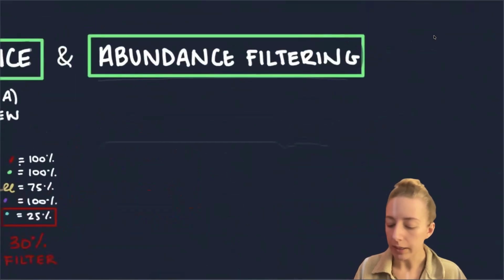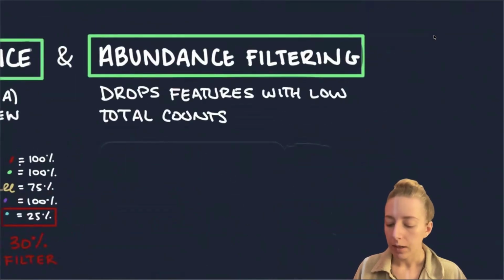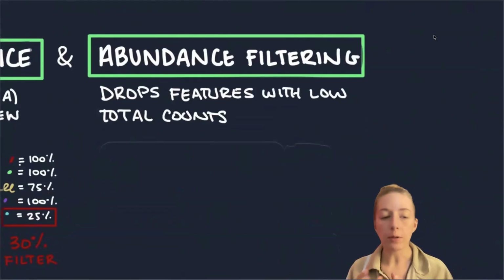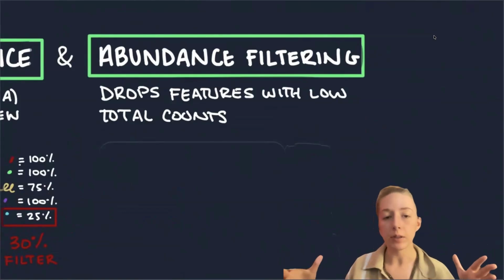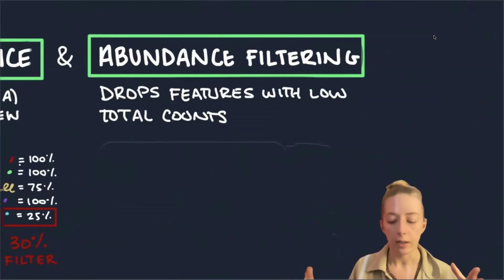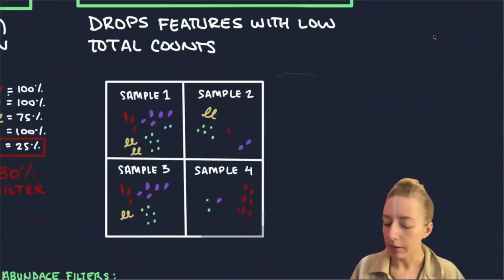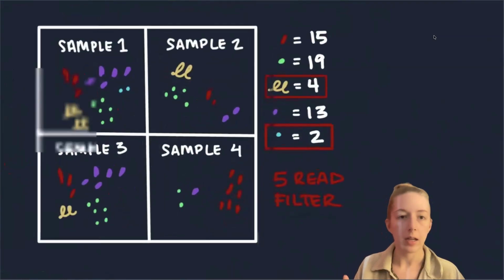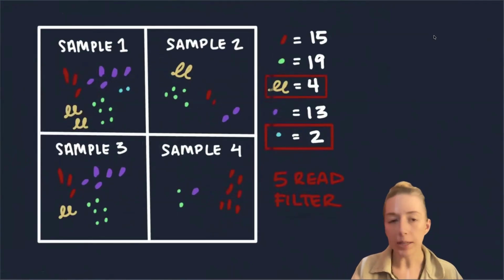Abundance filtering is a little bit different. That will drop features or taxa with low total counts. So if we were to sum all of the counts of a taxa across all the samples, there could be a minimum that we want to apply. For example, here we have a set of 4 samples, and then if we were to count all of the red microbes, let's say, we're going to get 15. Same with the green, we'd get 19. If we want to make a cutoff of 5 as our sum, there's a couple that wouldn't meet the cut.